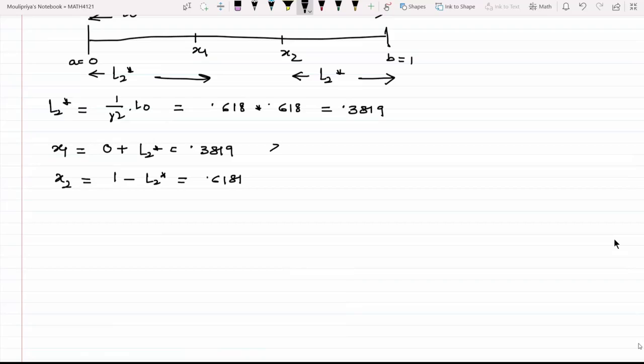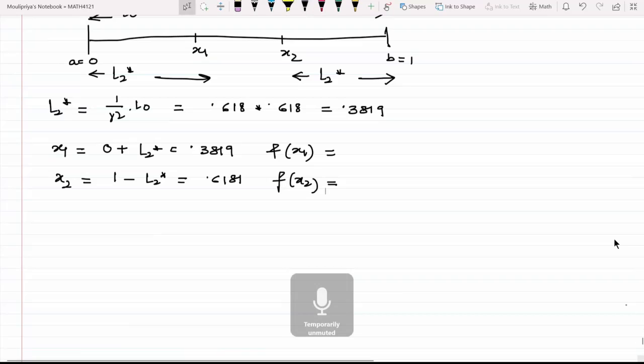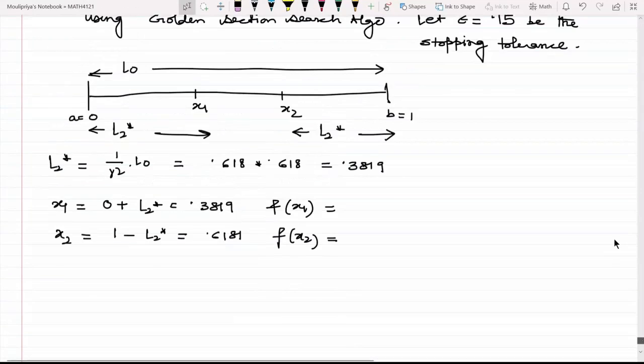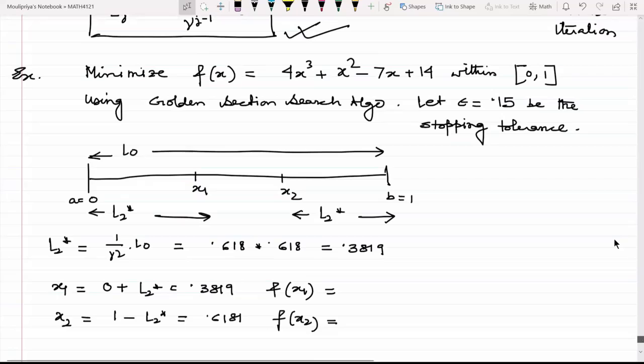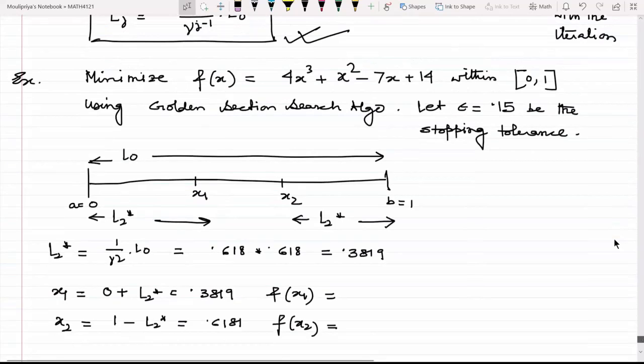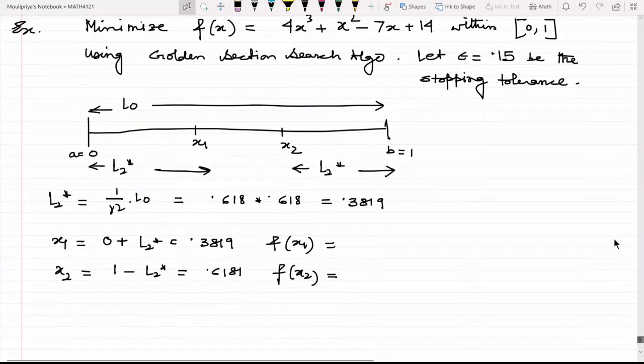What is f of x1 and what is f of x2? What is f of x1? Let me write the equation somewhere. It's 4x cube plus x square minus 7x plus 14.